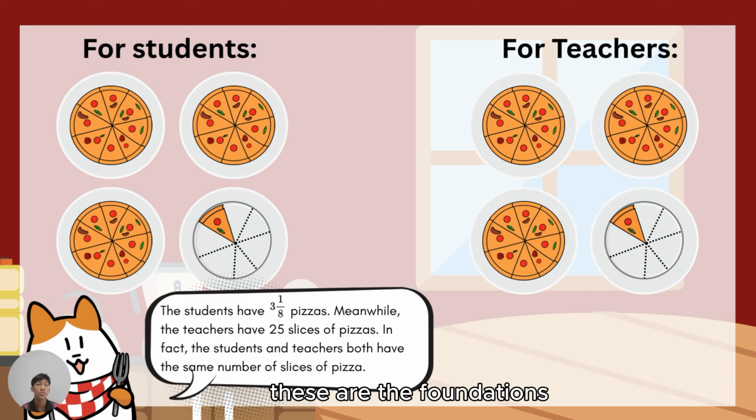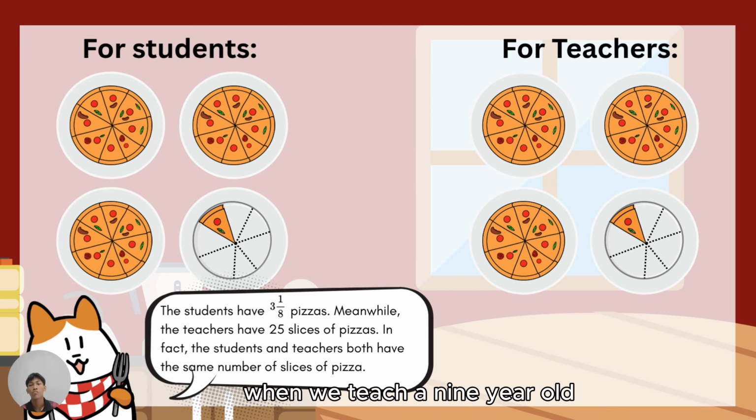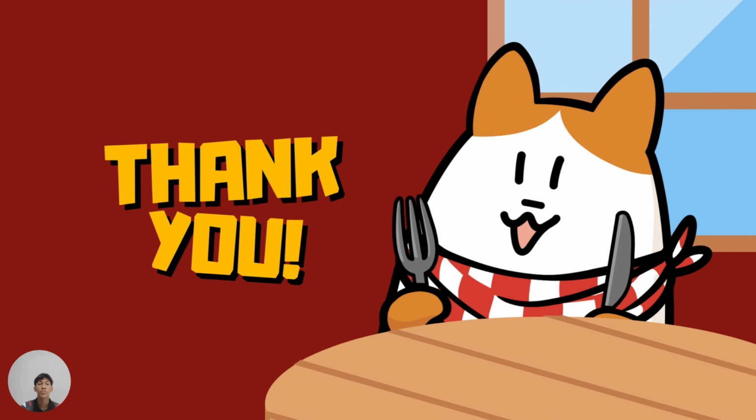These are the foundational skills of computational thinking. When we teach a 9-year-old to break apart pizza problems, we are wiring their brains to one day break apart complex coding algorithms, engineering schematics, or logistical supply chains. We are also teaching them how to think, structure, and verify.